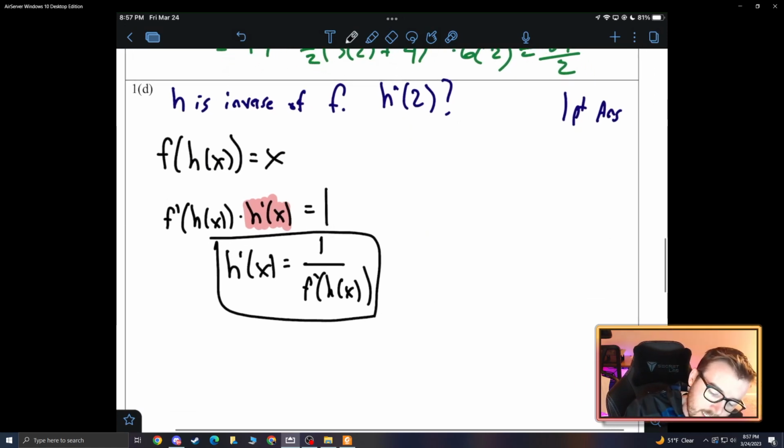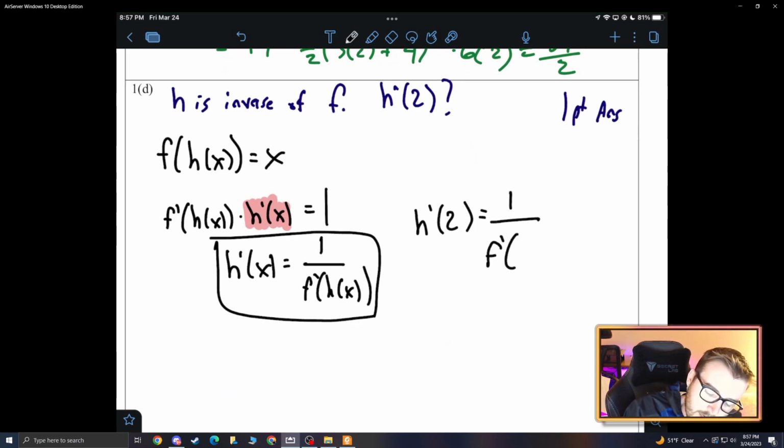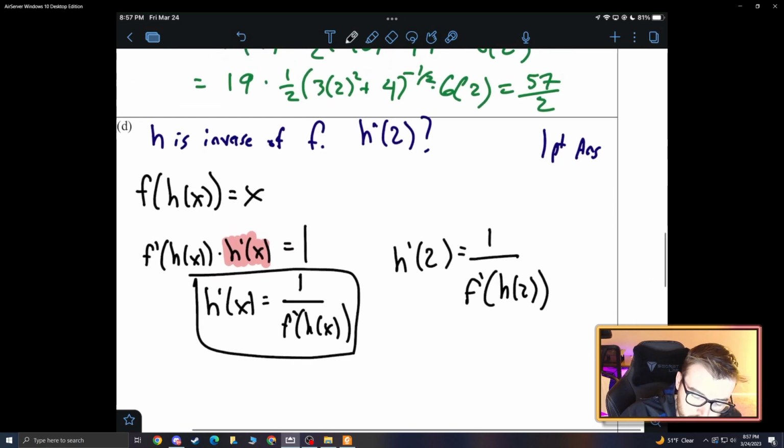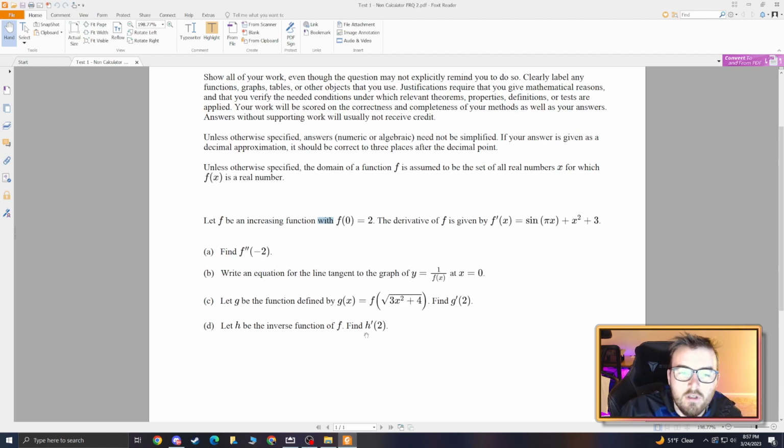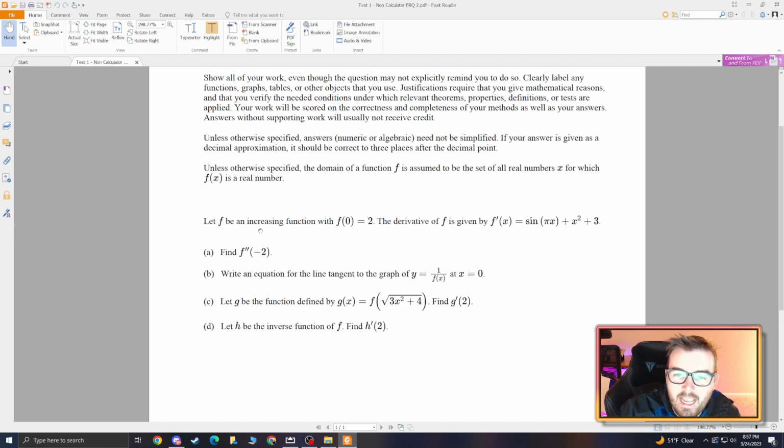So, with that being said, what is h prime of 2? 1 over f prime of h of 2. Now, this is a little tricky because what is h of 2? We can go back to the problem. I mean, they just told us. They just invented h. Like h hasn't been mentioned until now. So, where is h of 2 going to come from? Well, it's the inverse of f. What does that mean? It's the inverse of f. It's the opposite. It's the reverse.